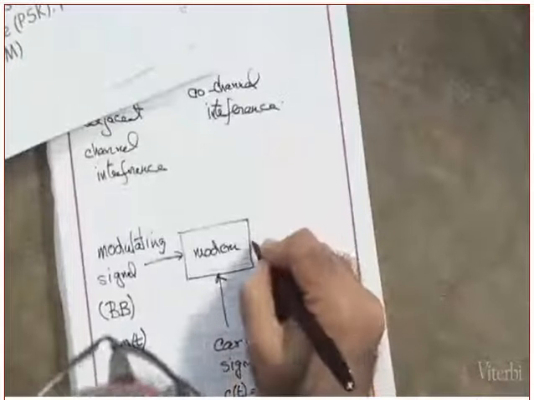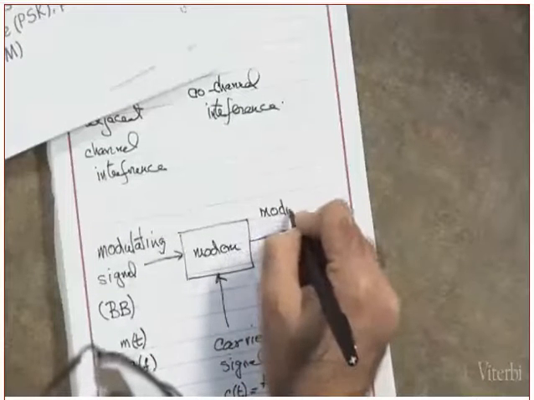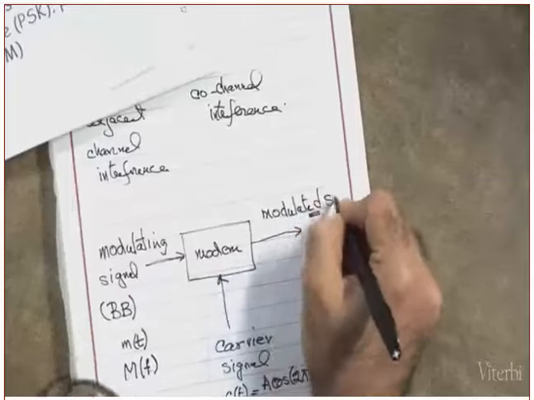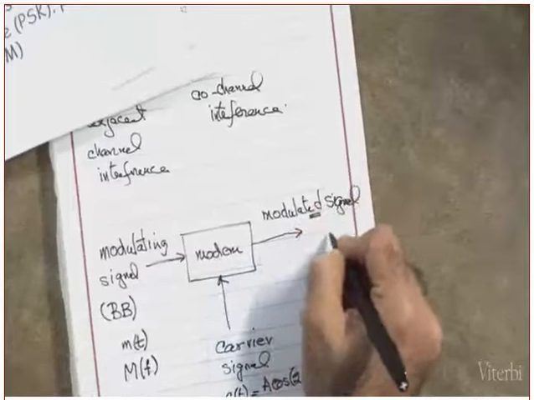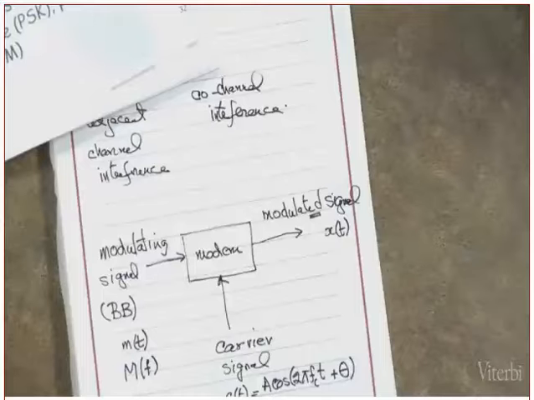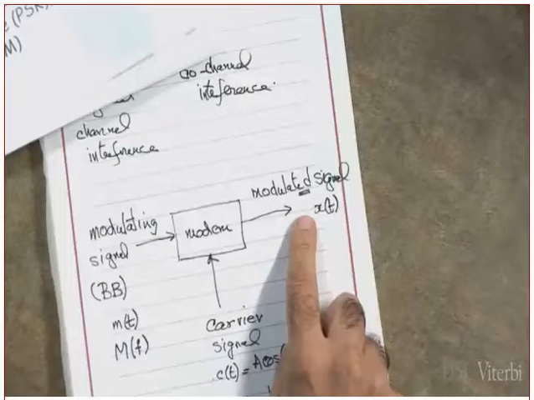Now, question, before I continue. Let me first of all write what this is. This is called the modulated signal. And let's call this one X of t, the modulated signal. Clear? What is this signal? Analog or digital? Analog. Okay.